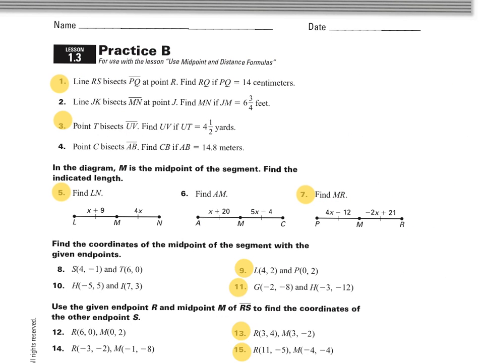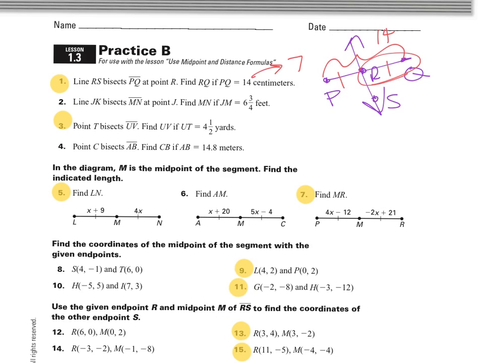Okay, now we're on 1-3. So number 1 says RS bisects PQ at point R. So PQ, line RS, bisects, which means it cuts it into 2 equal parts. If PQ is 14 centimeters, find RQ. This would be half, so this would be 7.